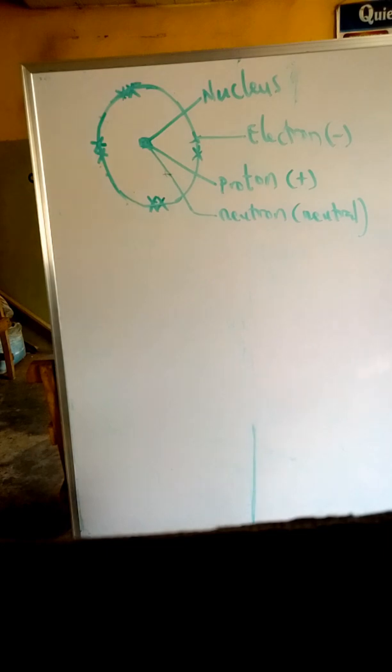Now every atom has proton, neutron, and electron. But the atomic number is basically the number of protons and the number of electrons within an atom. That is the atomic number. While the mass number is the number of protons and neutrons. That gives us the mass number of an atom.